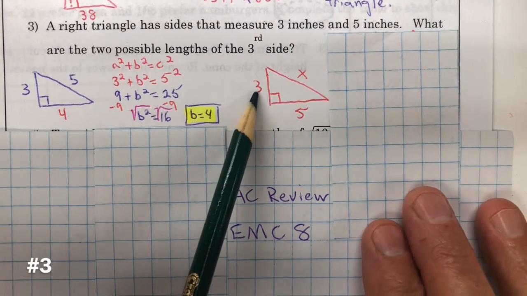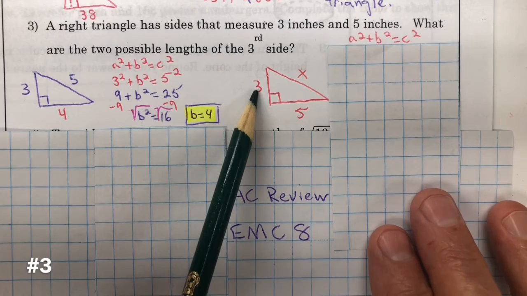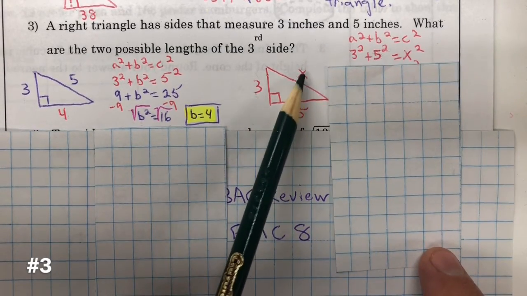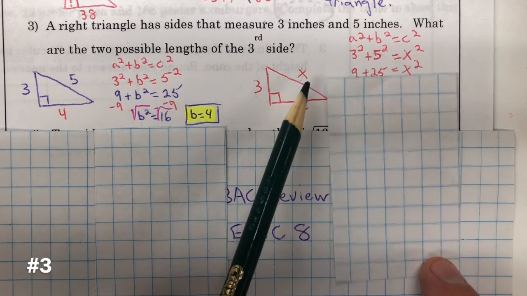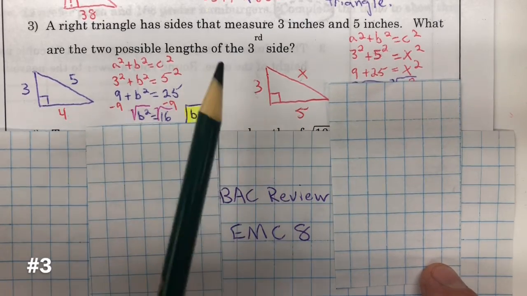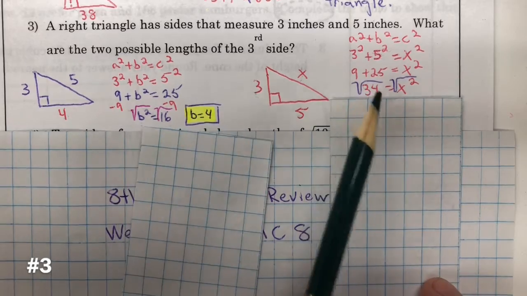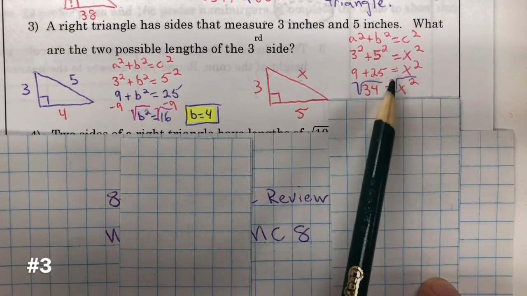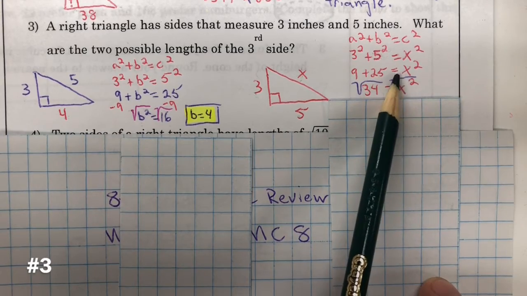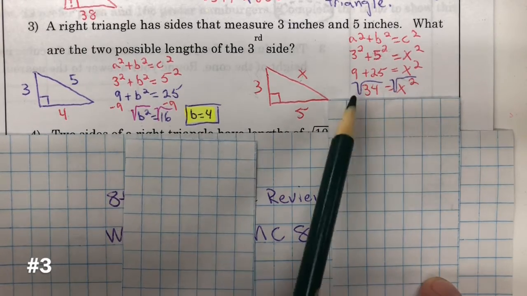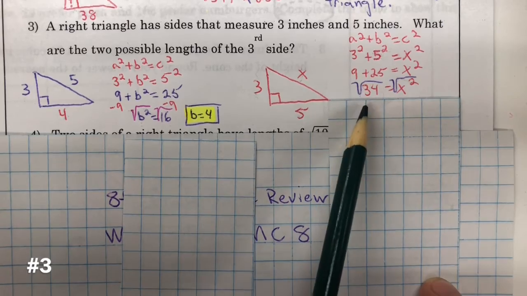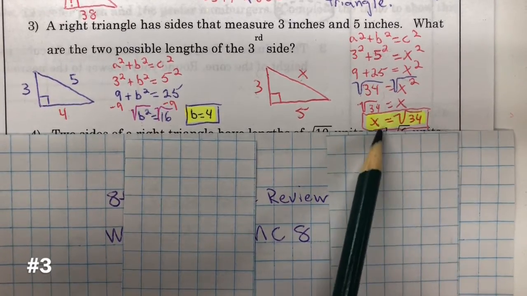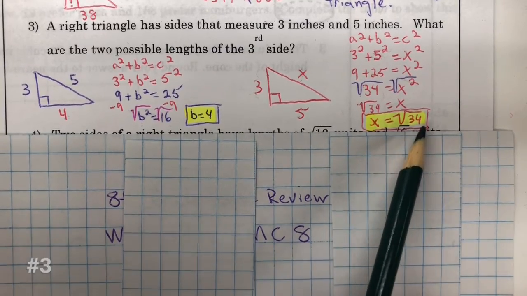So we're using Pythagorean theorem. We have 3 squared plus 5 squared equals the hypotenuse squared. 3 squared is 9, 5 squared is 25. So x squared equals 34. Take the square root of x squared, which is the inverse operation. What you do to one side, you do to the other. So we have the square root of 34 equals x, or x equals the square root of 34.